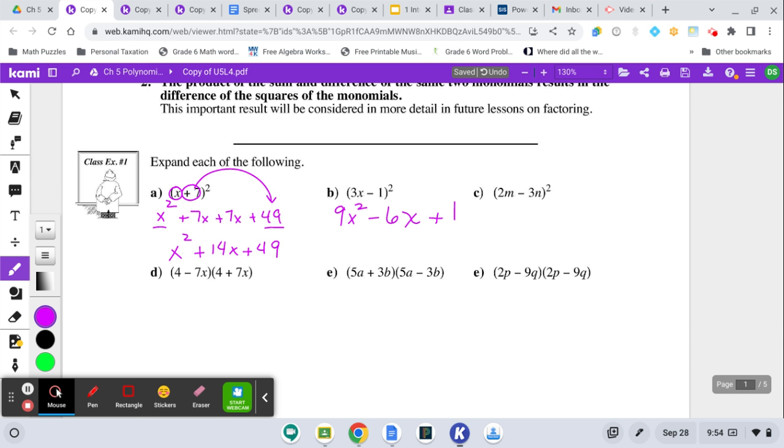Now, here's the thing, you guys. If you're like, what? Forget this. I am so confused. Just go back, write it side by side. It takes you one extra little 20 seconds, and you'll get it right. So you don't have to do a shortcut, but there is one.